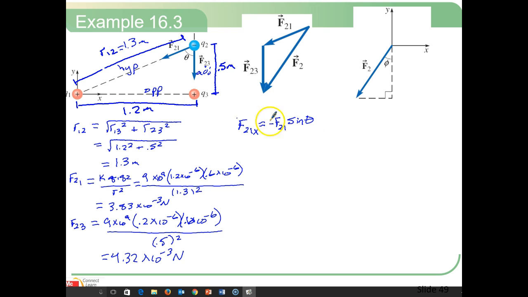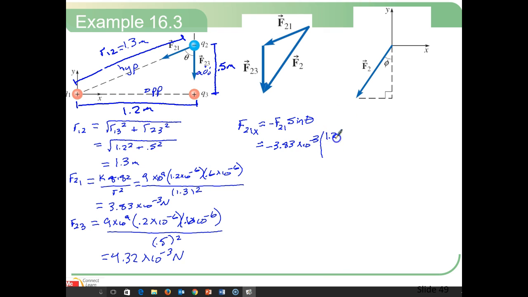We do know that sine is opposite over hypotenuse, and I already know what the opposite and the hypotenuse are. So I'm going to say this is equal to negative 3.83 times 10 to the negative third, which came from right here. So this is 2 and 1 on the x, and now we've got to do the sine of the angle. We don't know what the angle is, but we do know the opposite length and the hypotenuse length.